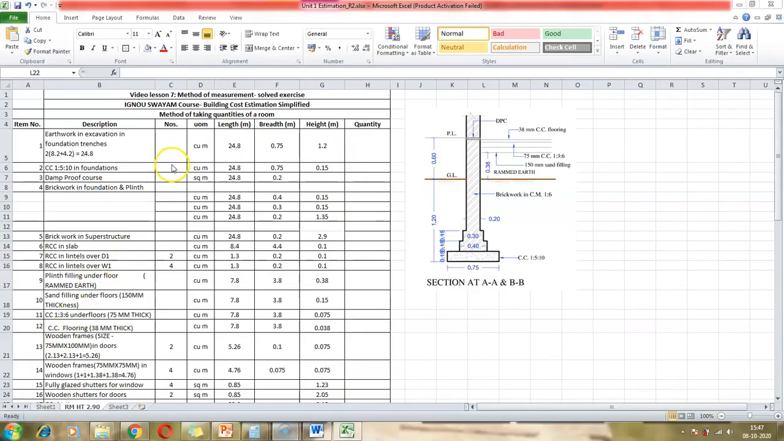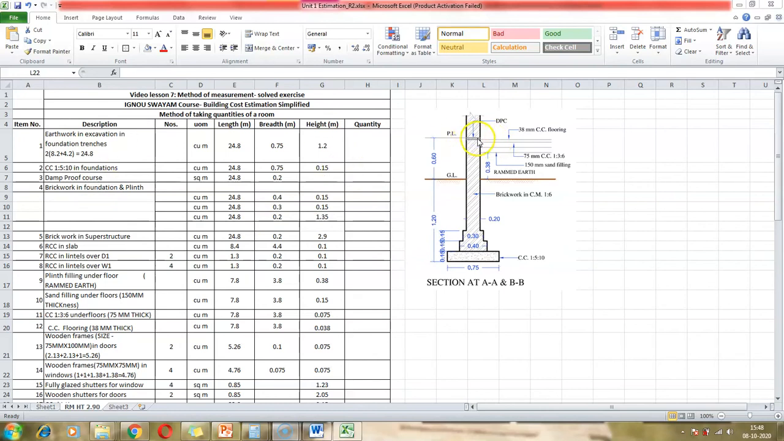For cement concrete 1:5:10, the length is the perimeter of the room, the breadth is 0.75 meter, which is the breadth of the footing, and the height is 0.15 meter. Again, this is information that we got from the section of the foundation. Now, the next item that we are looking at is the damp-proof course, the DPC. Let's look at the DPC here.